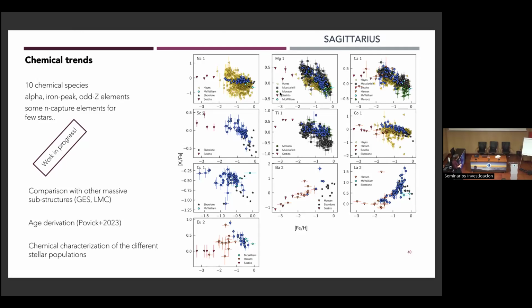So what I intend to do with this pool of data is to compare my chemical trends to other massive substructures, the LMC, the GS, and we also hope to be able to derive ages for these stars, to kind of build, or maybe not do a complete chemical evolution, but at least characterize from a chemical point of view the color of the galaxy.